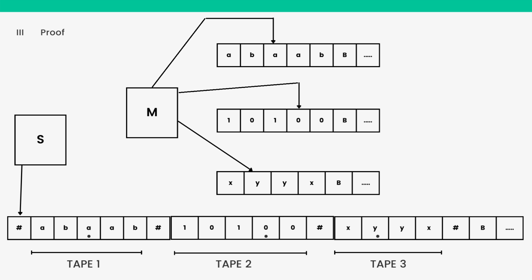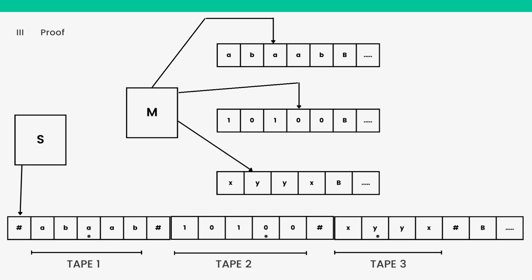Now, to simulate a move of M, S scans its tape from the first hash to the k plus first hash in order to determine the symbols under the virtual heads. S then scans the tape again to update the heads and contents according to M's transition function. If at any point S moves one of the virtual heads to the right onto a hash, this signifies that M has moved the corresponding head onto the previously unread blank portion of that tape. S writes a blank symbol on this tape cell and shifts the contents to the right. Then it continues to apply M's transition function.